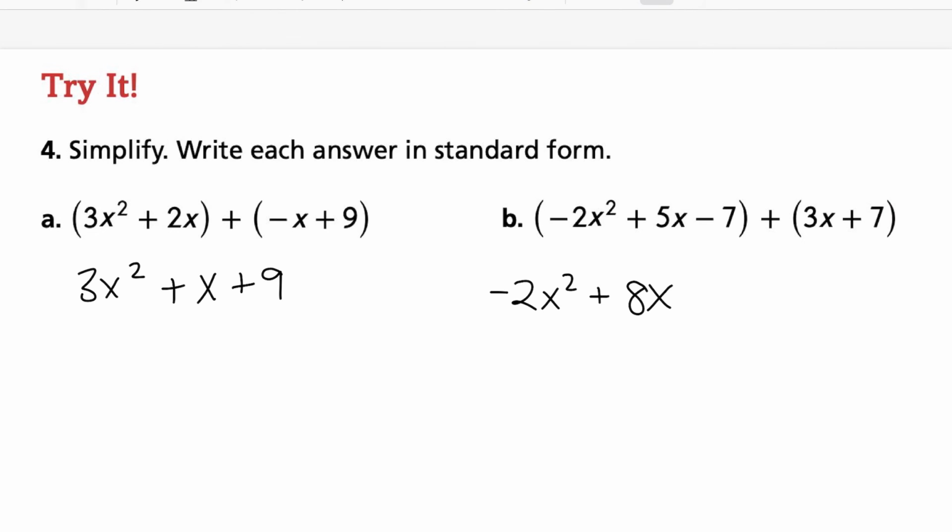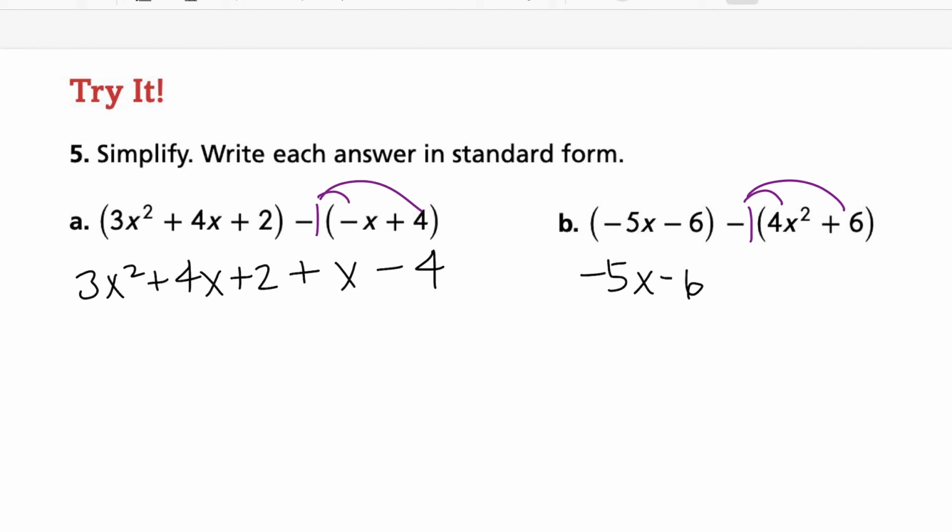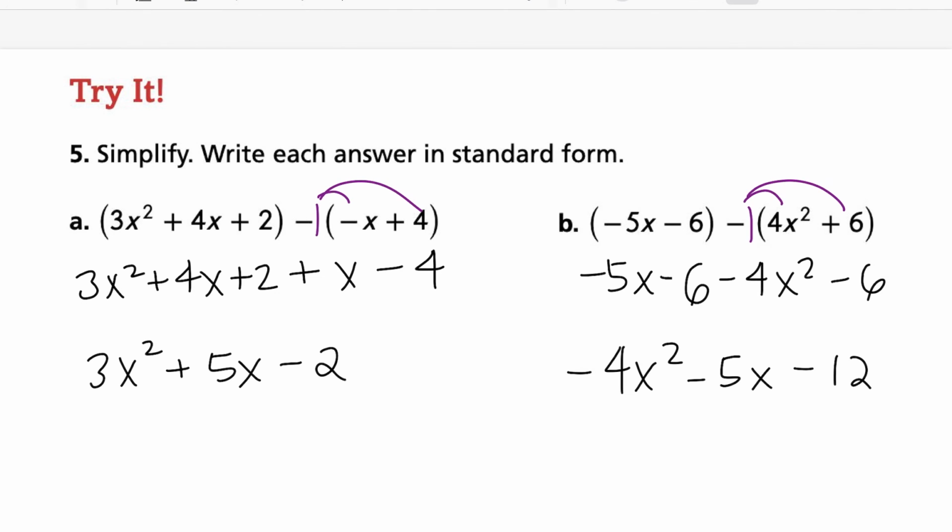For this one, I only end up with a binomial because the constants negative 7 plus 7 will cancel out and give me 0. In these problems, we are subtracting two expressions, so it's like we're distributing a negative 1 since we're subtracting everything inside the parentheses. This means that the sign for each of the terms inside the parentheses are going to change. Here are the final answers.